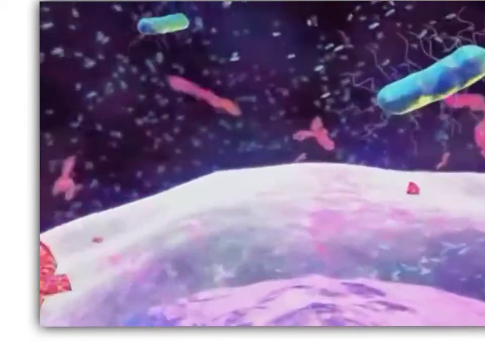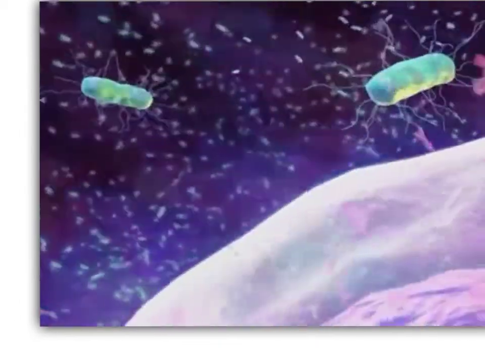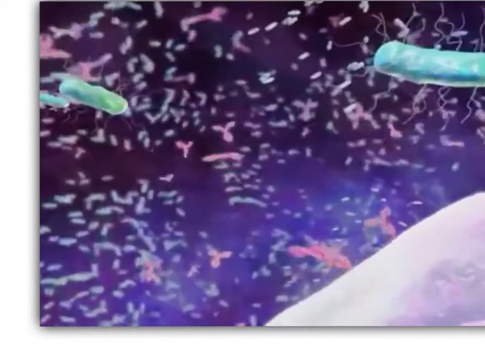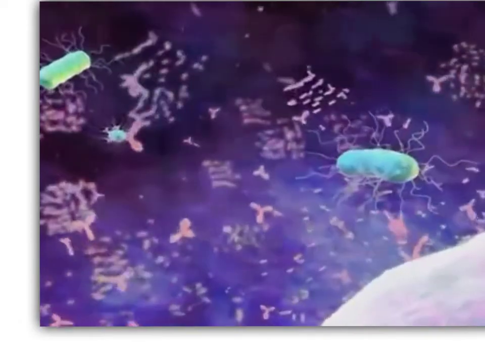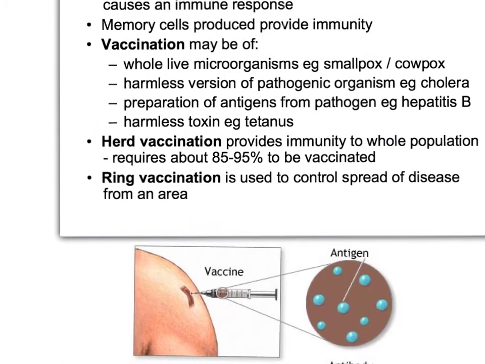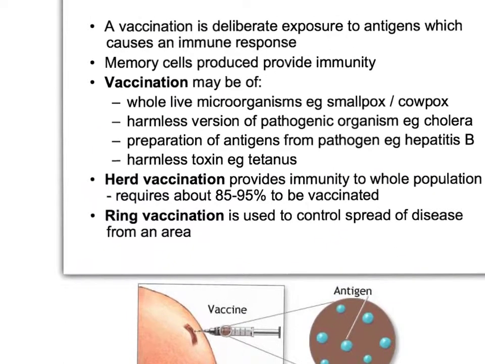If the body is ever exposed to the same pathogen in the future, the memory cells react quickly without a trial and error period. This allows the body to destroy the pathogen efficiently before it can cause illness. Okay, so hopefully that's illustrated what a vaccination is.